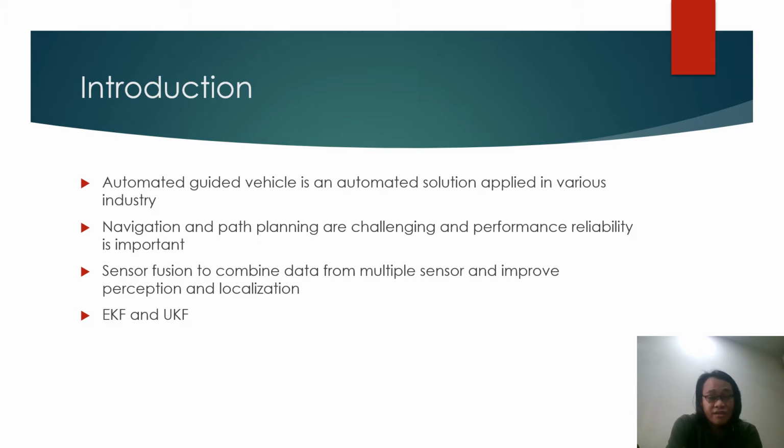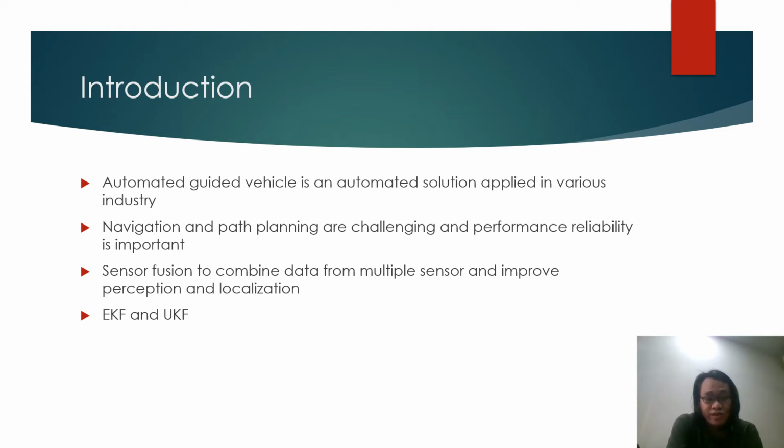For the introduction, automated guided vehicle or AGV is an automated solution applied in various industries in modern days. The problem with these AGVs is their navigation and path planning, which will affect the performance of the AGV to carry out its tasks. So this is where sensor fusion comes in, which is used to combine data from multiple sensors to improve the perception and localization of the AGV, hence improving the overall functionality of the AGV.